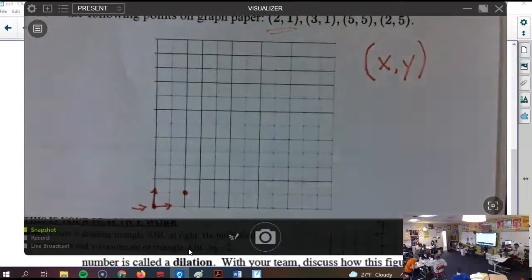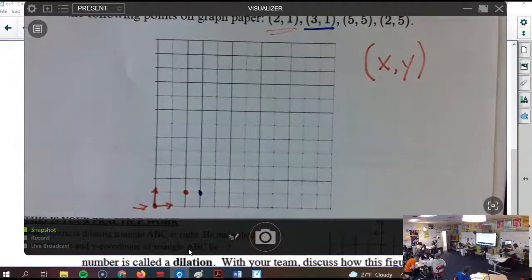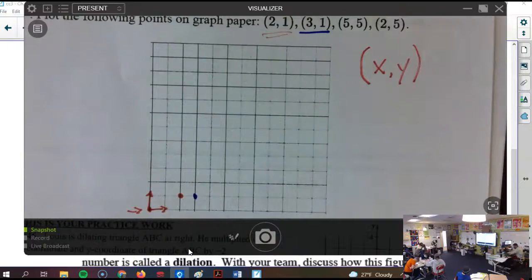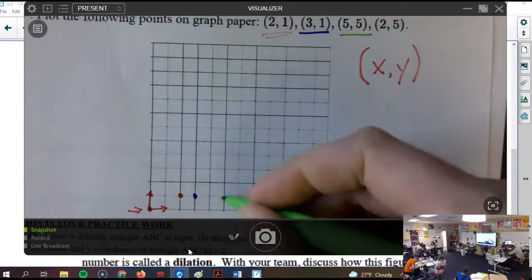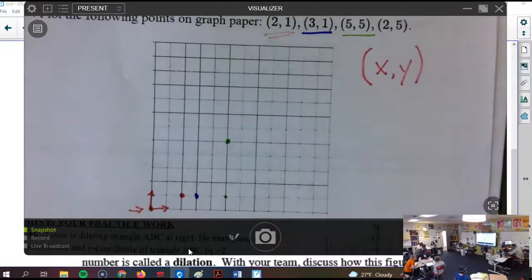So, 2-1, 3-1, 5-5. Not 5-1. Crap. 1, 2, 3, 4, 5. This is the danger with working in pen. And 2-5.